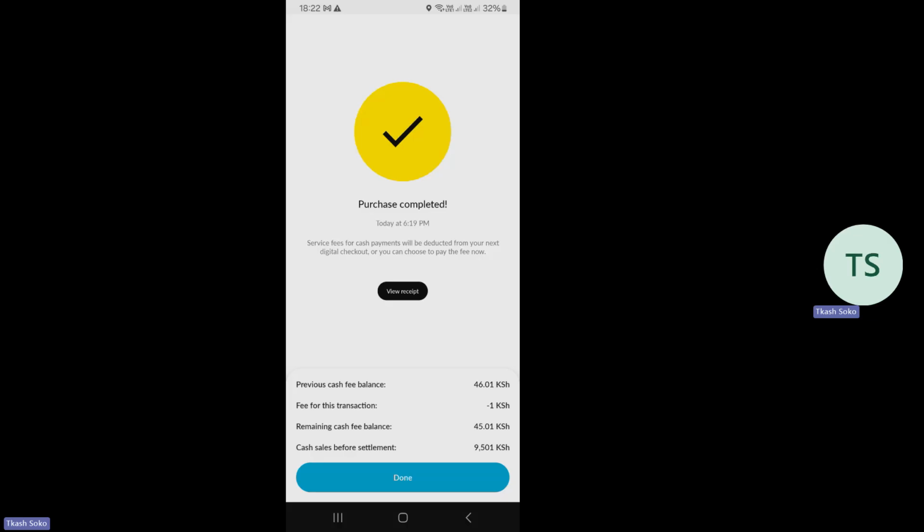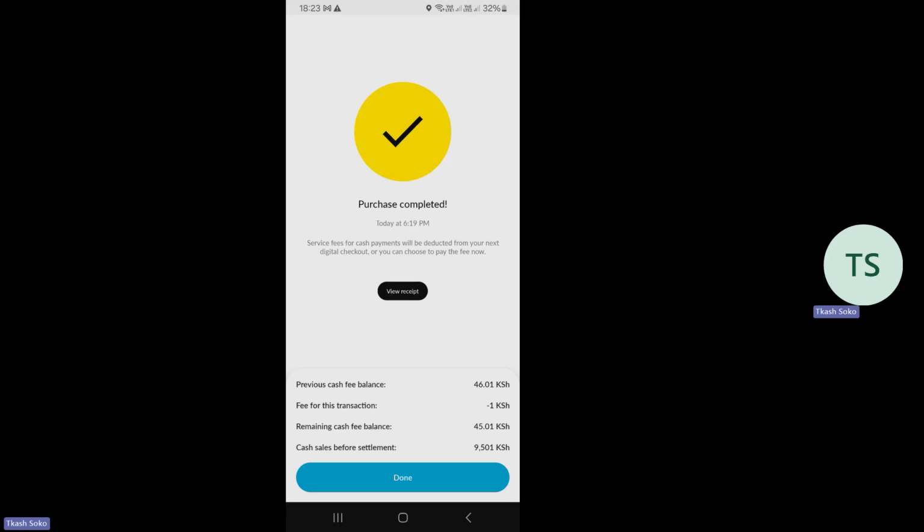Concerning the cash fee balance, it is very important that we understand, ukifungua tu shop hivi unapewa 50 like free of charge. Hiyo ni cash fee yako utumie. So nikiitumia, anytime I sell via cash, the balance reduces. For instance, the previous balance was 46 in my case, 46.01 shillings. I made a cash transaction that was worth 50 shillings. So because this transaction is below 100, 1 shilling was to be deducted from the 46 that was there. So nikididaktiwa hiyo na baki na 45.